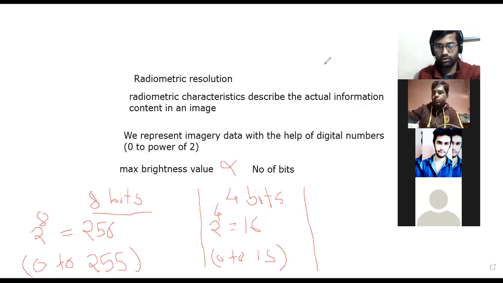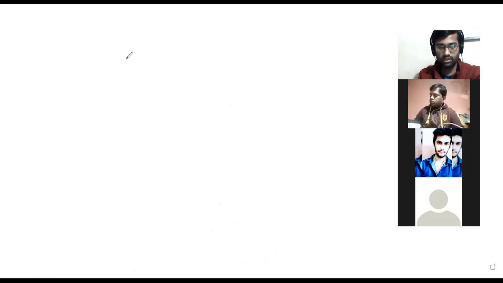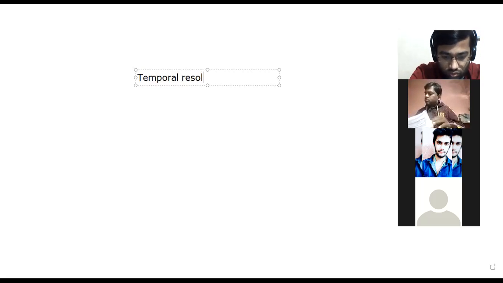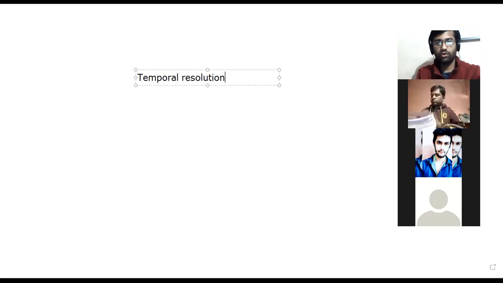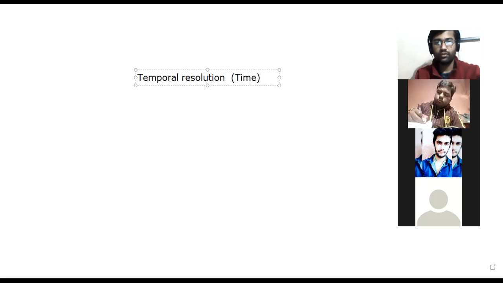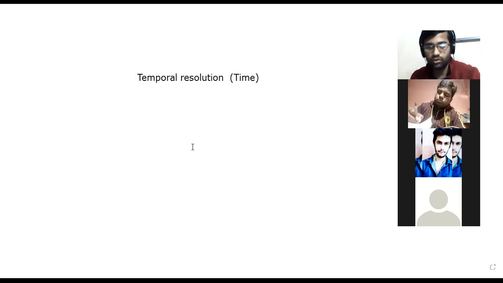This is about radiometric resolution. Now, last is temporal resolution. Okay, you can remember temporal resolution with the help of time. Write "time" in brackets so that you can easily remember it. What is temporal resolution actually? This resolution is based on time.